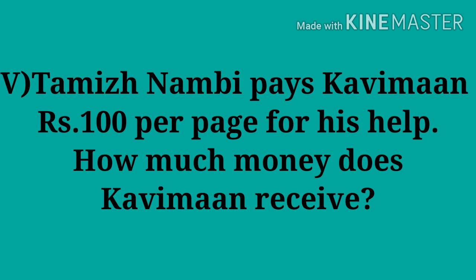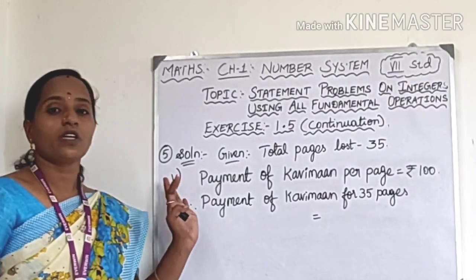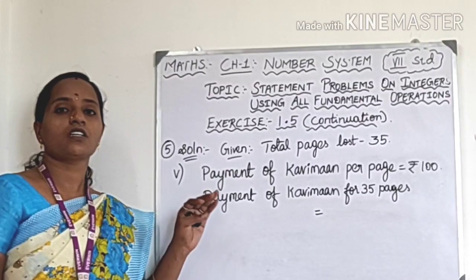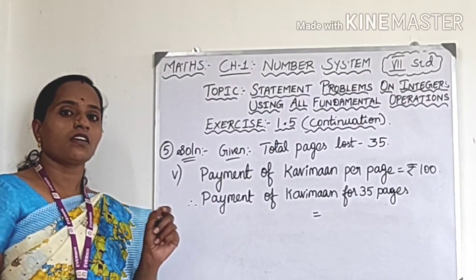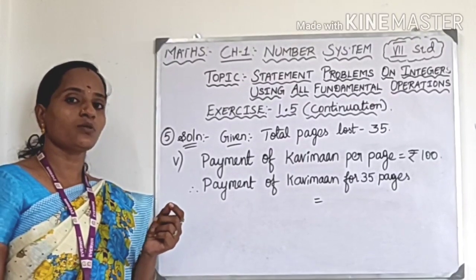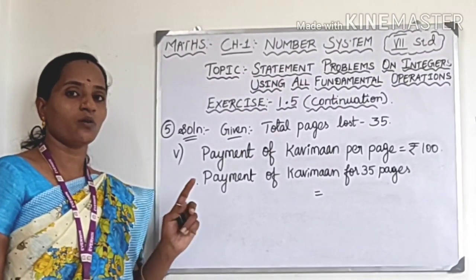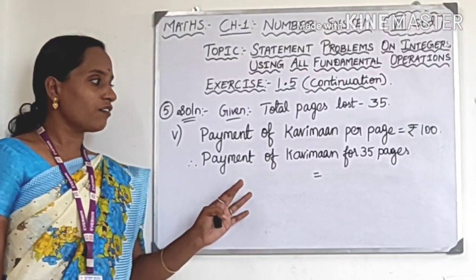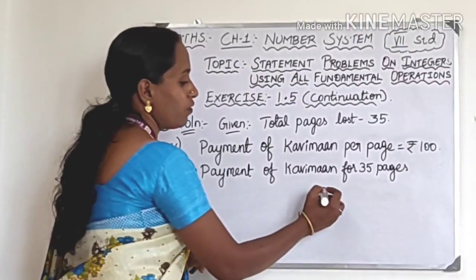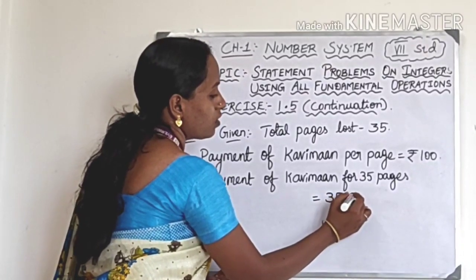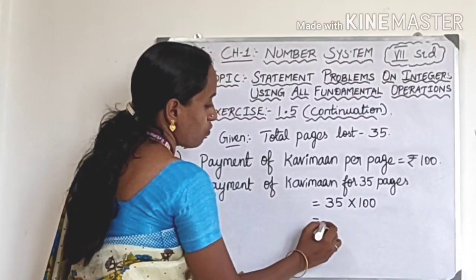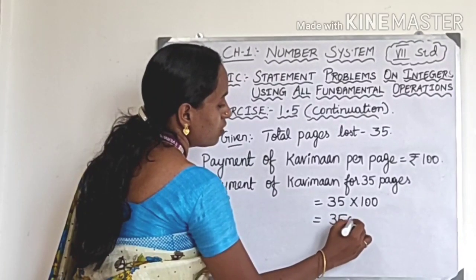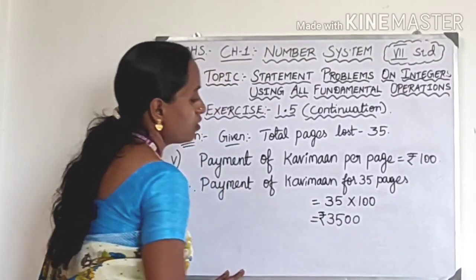Next is the fifth subdivision. Tamil Nambi pays Kaviman 100 rupees per page for his help. How much money does Kaviman receive? Here is the solution for the fifth subdivision. In the question, it has given that Tamil Nambi has given payment for Kaviman is rupees 100. It is for per page. Now we are going to find out the payment of Kaviman for 35 pages. So we are going to multiply 35 into 100. So it is 3,500. So the final answer is rupees 3,500.